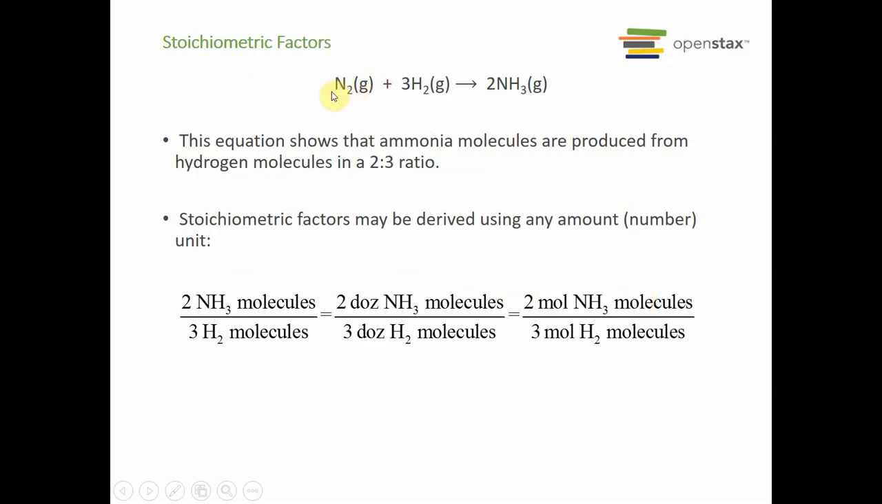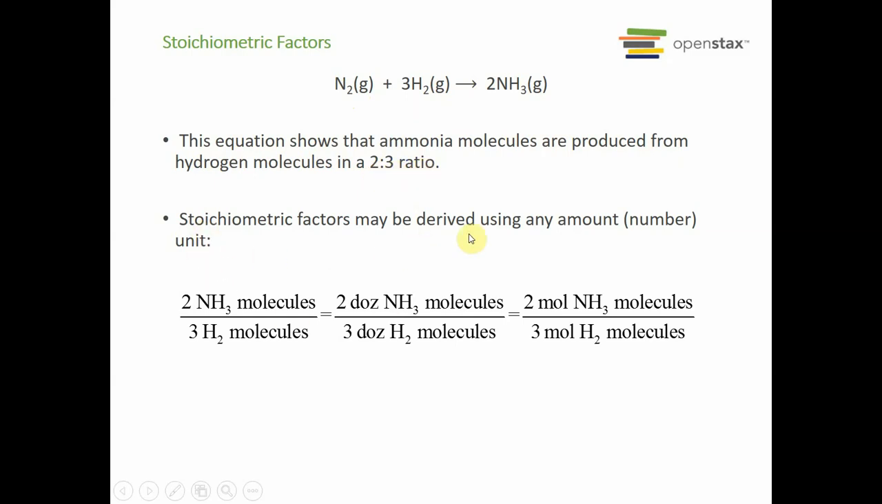So let's consider nitrogen plus hydrogen yields ammonia. This actually occurs on platinum. It's the Ostwald process, I believe, or the Haber. I'm taking it back. That's the Haber process, by which we make ammonia for agriculture nowadays. This equation shows that the ammonia molecules are produced from the hydrogen molecules in a 2:3 ratio.